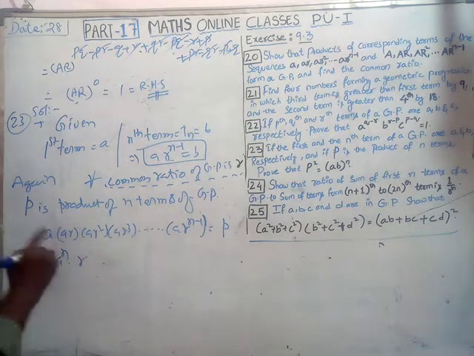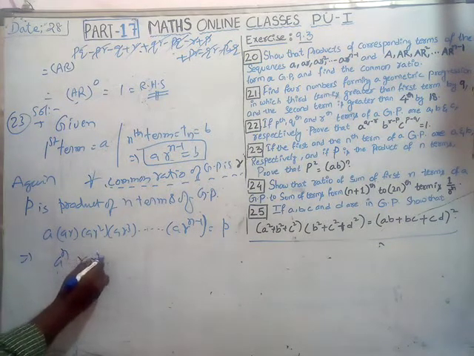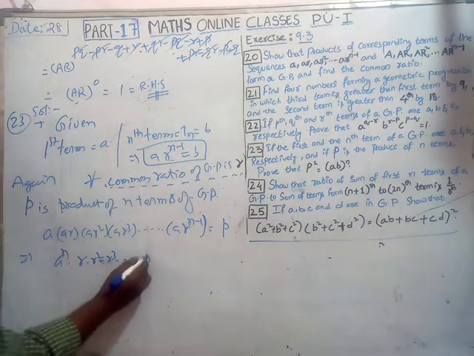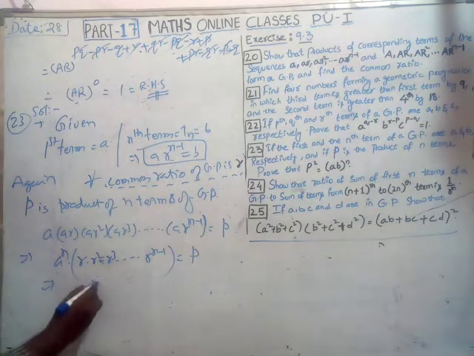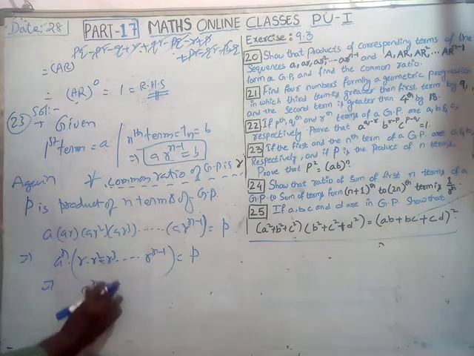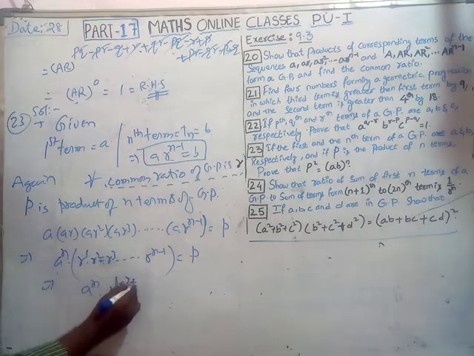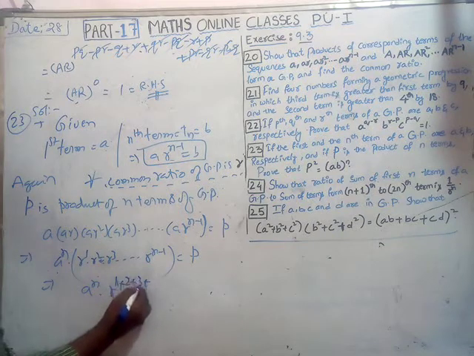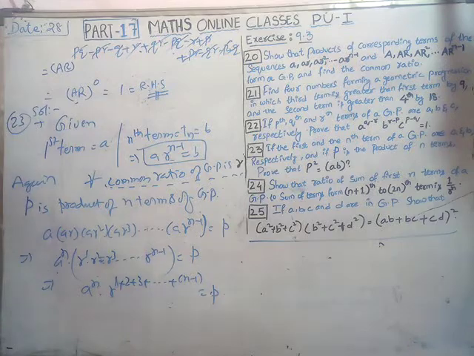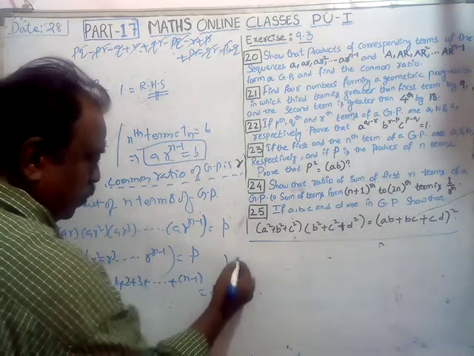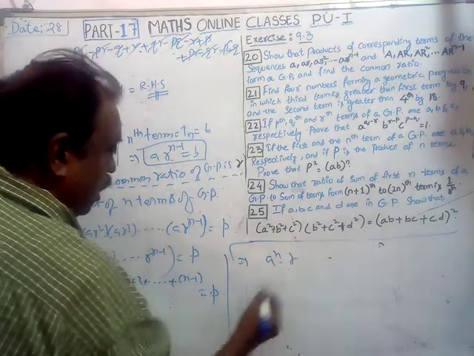And here only one R is there. R into R square into R cube into and so on, R power n minus 1, is equal to P. That implies A power n, R power, only one R is written, here 1 plus 2 plus 3 plus and so on plus n minus 1 is equal to P. That implies, I am writing here, it is an R power.